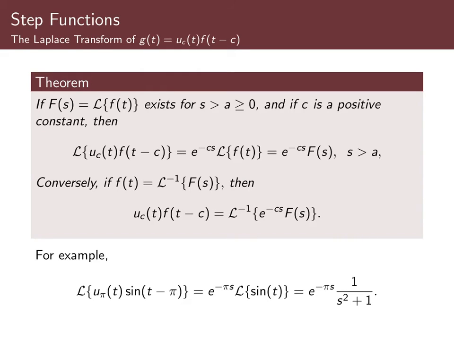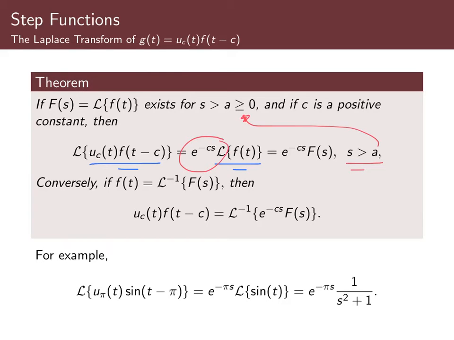The reason this formulation using the Heaviside function is advantageous is that instead of having to do multiple integrals using the definitional Laplace transform, we can use this theorem, which says that if the Laplace transform of f exists, then the Laplace transform of the unit step function centered at c times f moved over c units is just the Laplace transform of f times this discount factor e to the minus cs. And that's valid for all s greater than or equal to a, which was the supposition above.